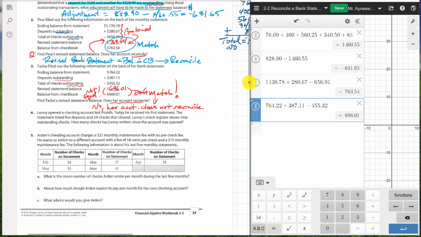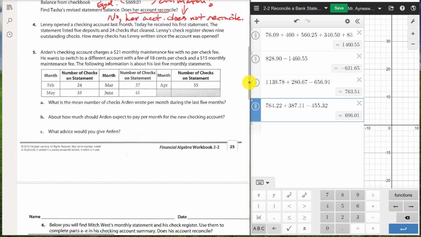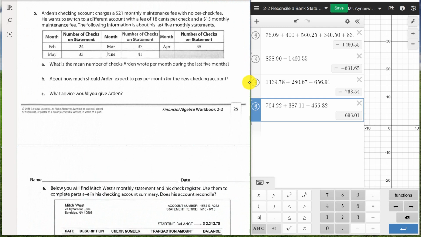Okay, let's continue here. Let's go to number 5. Let's take a look at it. All right. So Arden's checking account charges a $21 monthly maintenance fee with per check fee.